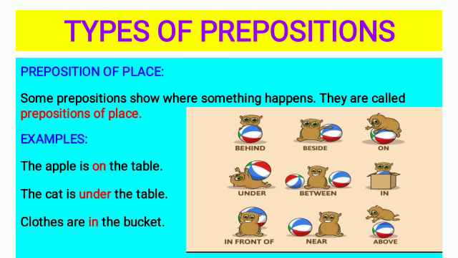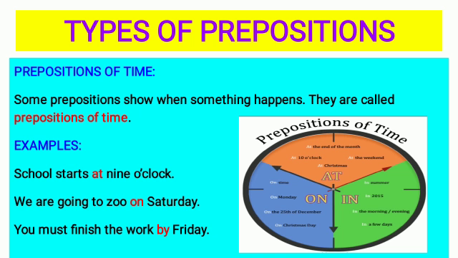Now, let us move on to our next type, preposition of time. The preposition which shows when something happens. It says when something happens. They are called prepositions of time. Let us take the first example. School starts at 9 o'clock. When does the school start? At 9 o'clock. So the word at is the preposition.